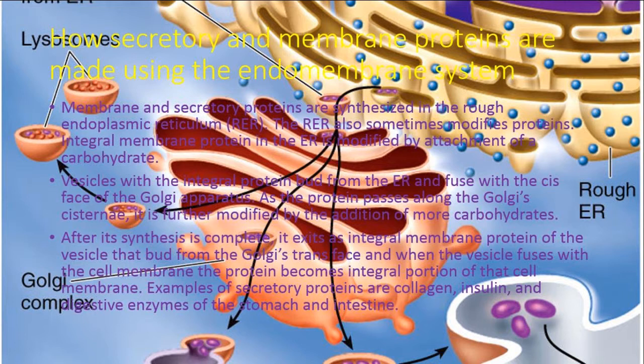It exits as an integral membrane protein of the vesicle that buds from the Golgi's trans face, and when the vesicle fuses with the cell membrane, the protein becomes an integral portion of that cell membrane. So that's the process. Lysosomes.